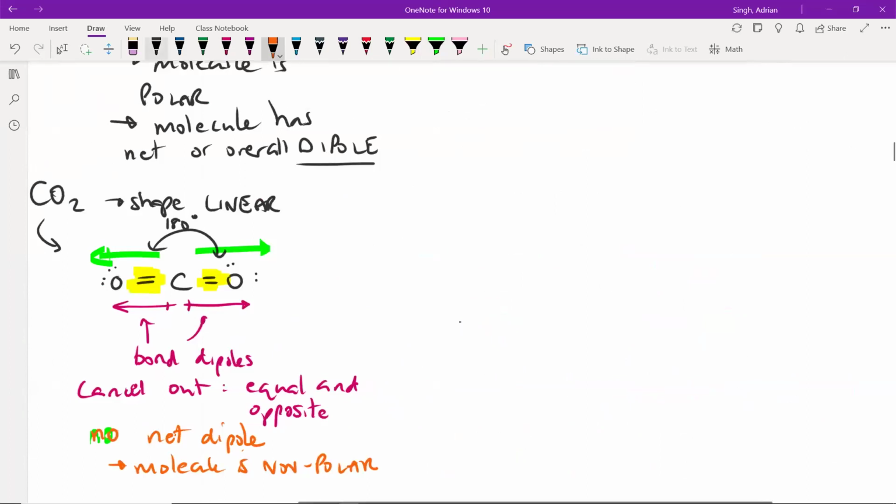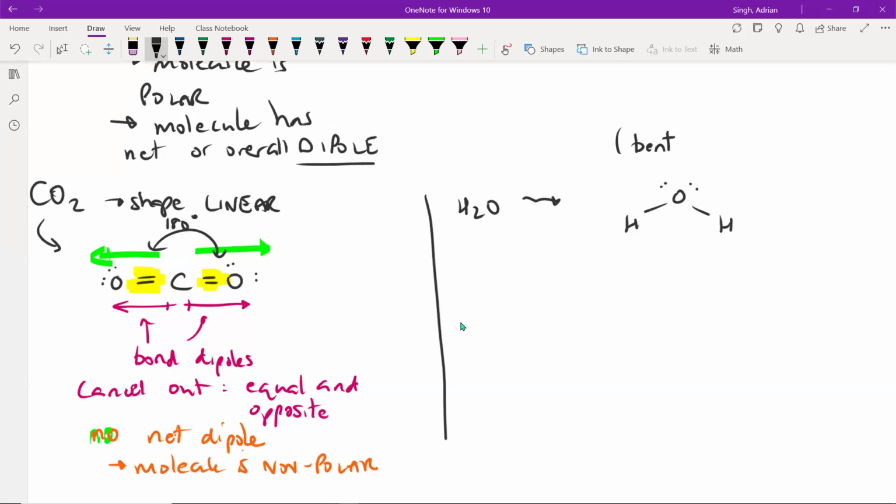If we compare that with another very important molecule like water, H2O, we draw the Lewis structure for H2O, and in conjunction with the shape, we see that it looks like this. The shape here is a bent shape, according to VSEPR theory. And we know the oxygen-hydrogen bond is also a polar bond that goes in this general direction. You have these two OH bonds that are polar, and in this case, they don't cancel out.